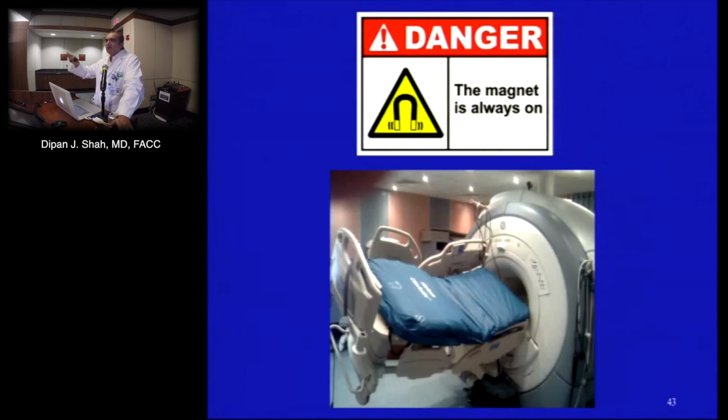So that's the one thing. If any of you get called for a code and it's in the MRI suite, God forbid that happens, don't go into the room with your stethoscope and everything else and go save the patient, because you're not going to save the patient. The first thing to do, take off all your metallic objects, get the patient out of the room, and then you can begin doing CPR and other maneuvers. So that's a key thing to keep in mind.